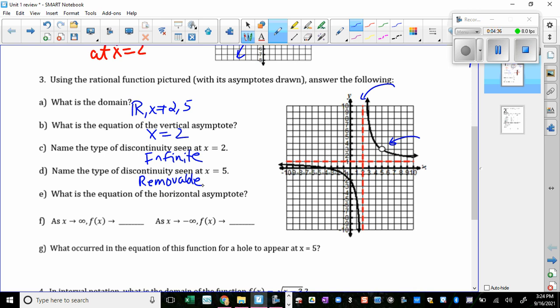All right, what is the equation of the horizontal asymptote? It's y equals 1. And the horizontal asymptote matches the end behavior. So those are both 1.